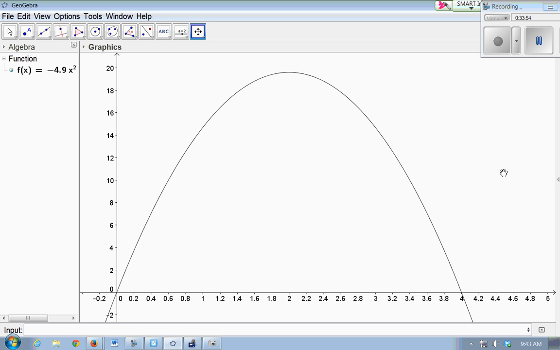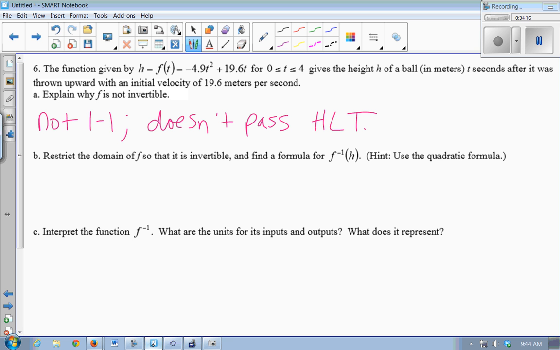So right here is about the halfway point. It looks like it's at 2 seconds. And then I'll just get rid of the stuff over here. You could have just as easily chosen to get rid of the left half. Doesn't matter. You just have to get rid of any half you want so that the remaining part passes the horizontal line test. So I'm going to restrict my domain to 0 to 2 seconds instead of 0 to 4 seconds so that it passes the HLT.